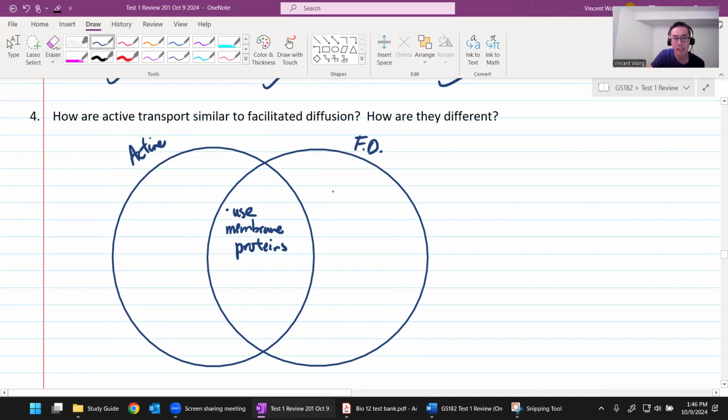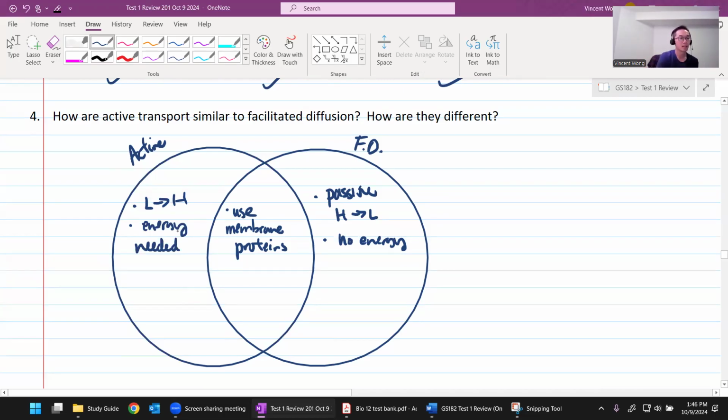How are they different? Facilitated diffusion is passive, which is high to low, no energy needed. Active is low to high, energy needed. So that's a really simple comparison between the two things. And you can do this for a lot of terms. You can do it for endocytosis, exocytosis, and so on and so forth.